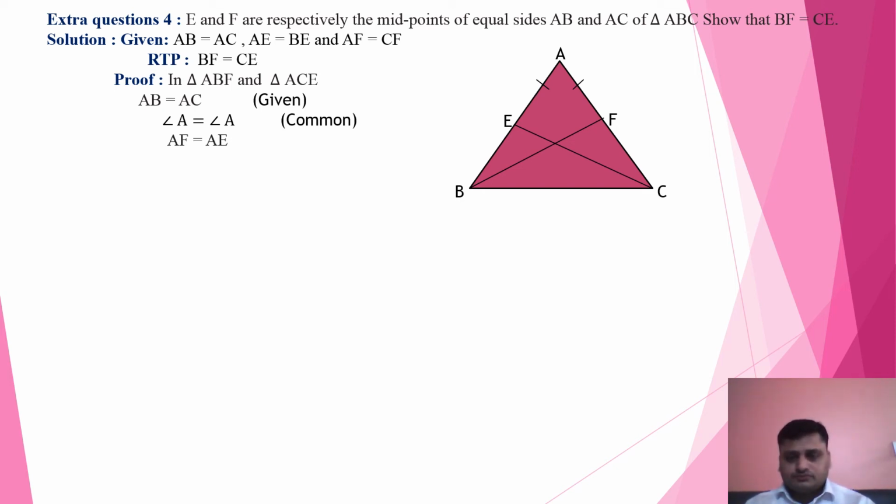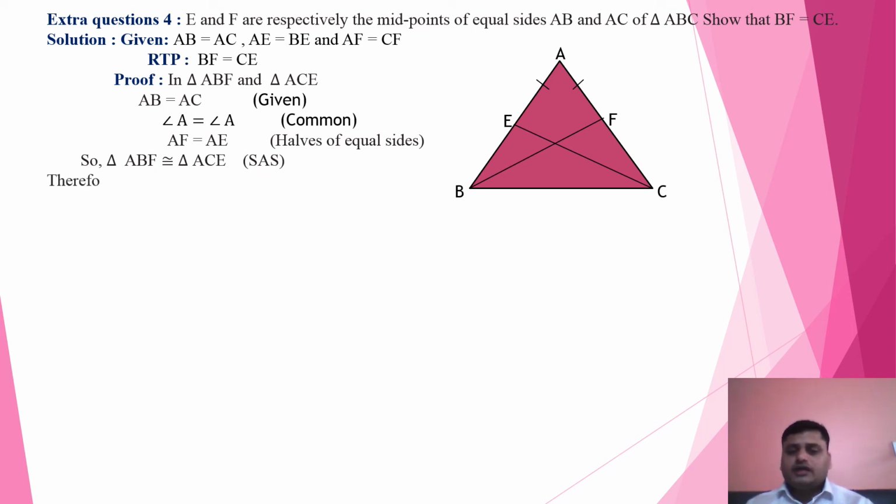Now AF is equal to AE. How can we say that? The simple reason, the half of AB will be either AE or BE and half of AC will be either AF or CF. So half of equal sides. It is given in the question that AB is equal to AC, half of AB will be AE and half of AC will be AF.